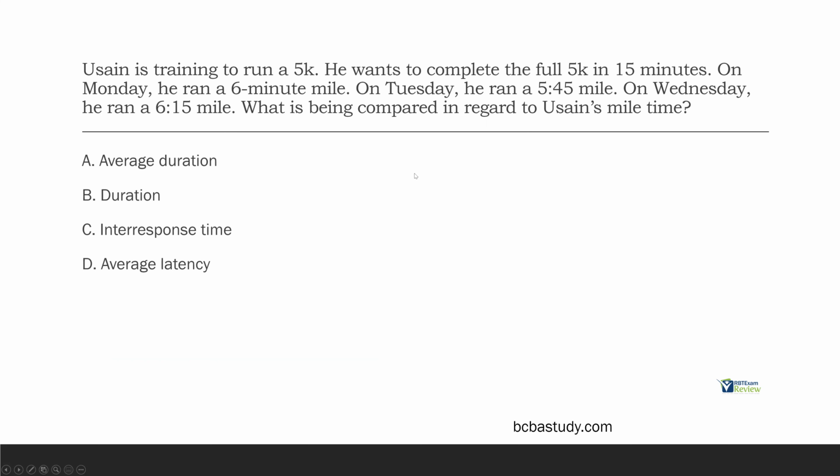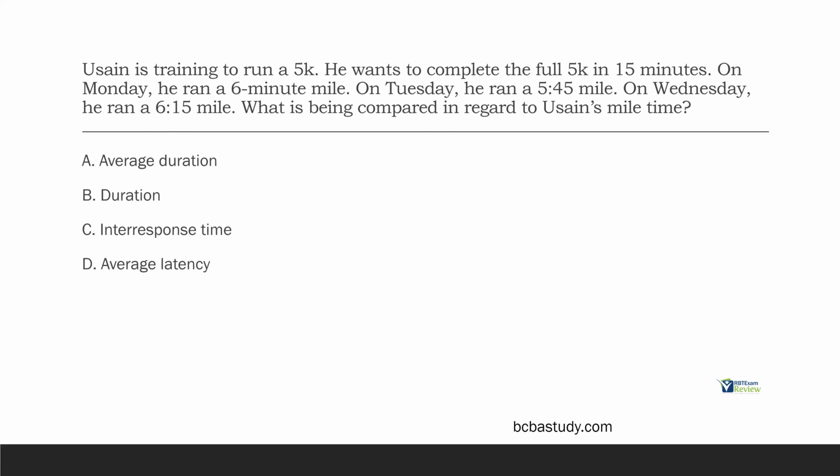Pretty straightforward question. Don't get bogged down in the additional information and numbers. Where do we start? Let's be sure we know what the question is asking. The question is asking about what is being compared as far as Usain's mile time goes. Well, we know he wants to run a full 5K in 15 minutes. So that's going to be Usain's full duration. But he's comparing the time it takes him to run each individual mile. So 6 minutes, 5 minutes 45 seconds, 6 minutes 15 seconds. So he's comparing these times against each other.